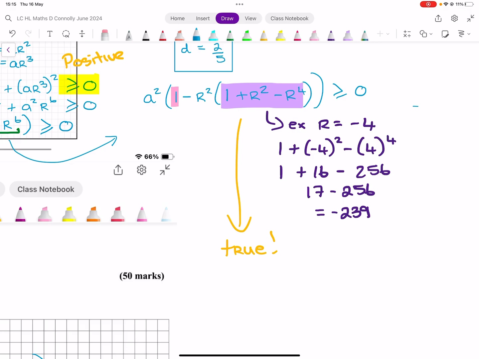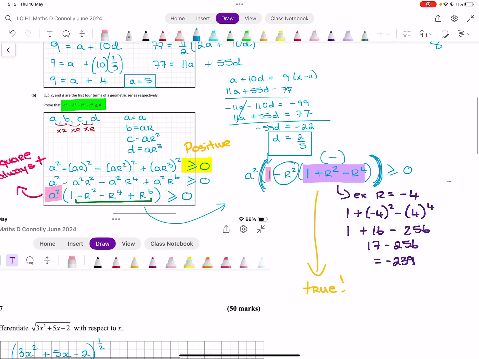So r to the 4 is always going to be bigger than r squared, which means that purple bracket there that's highlighted is always going to be negative. You're then multiplying that negative by this negative, which is always going to be positive, and then you're just adding a 1. So that bracket from here to here is always going to be positive, and then you're multiplying it by an A squared, which is also always going to be positive. So overall the whole thing is positive, which means the statement is true, and we've proved it.